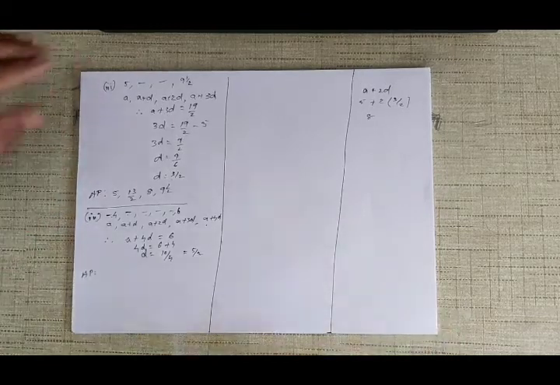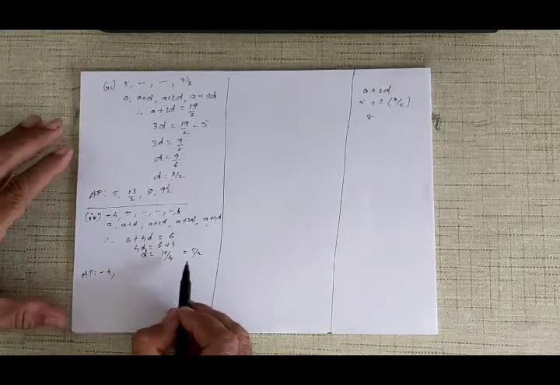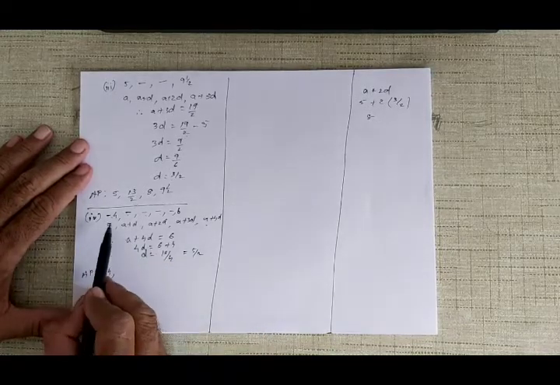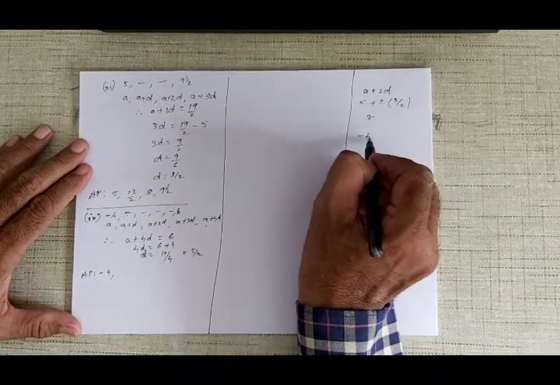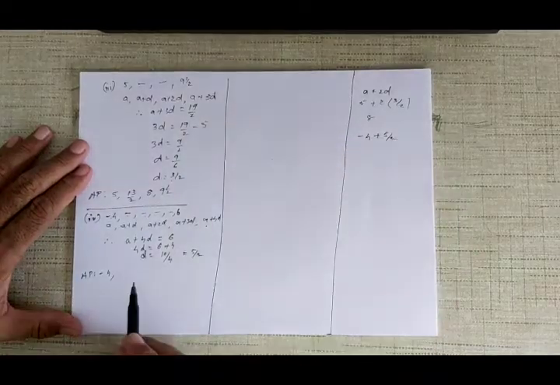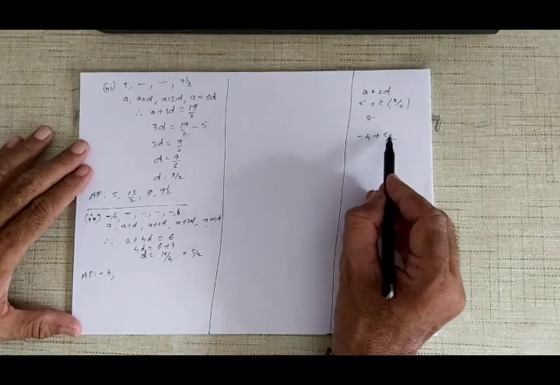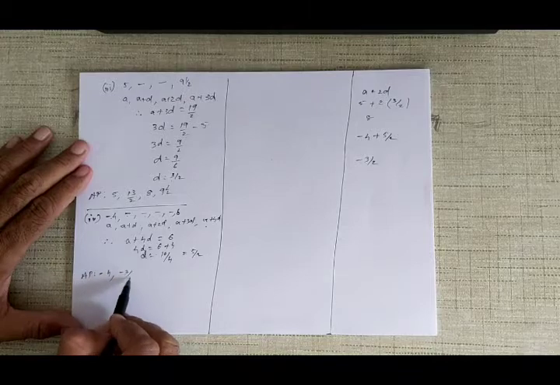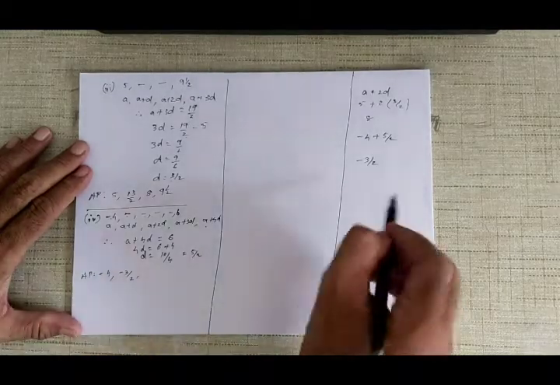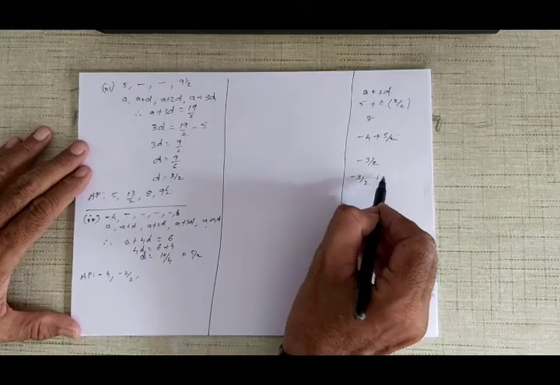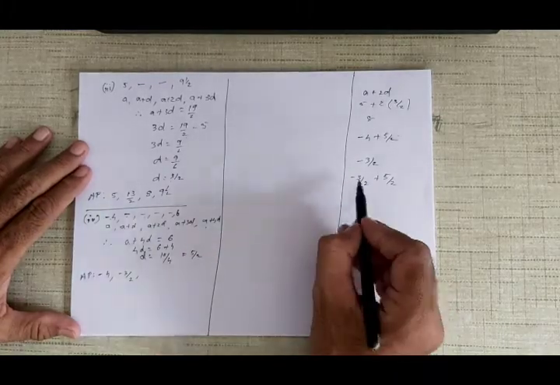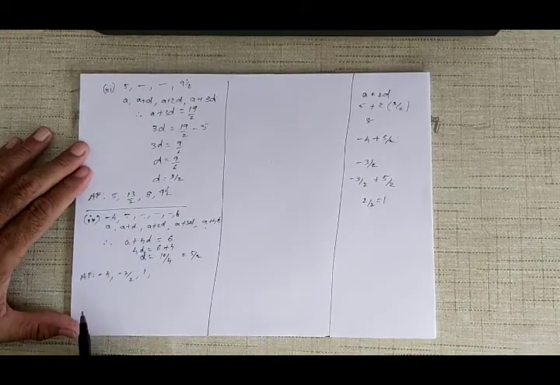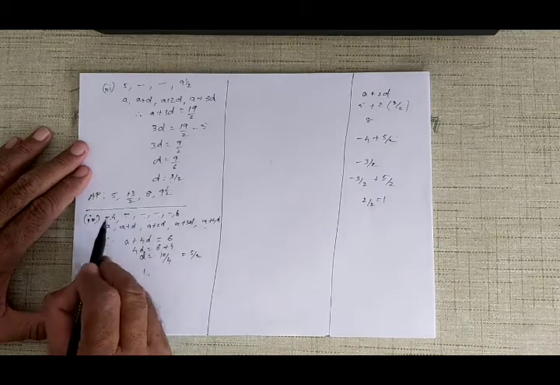AP will become what? The first term remains the same, now for the second term we will add 5 upon 2. So a is, remember a in this case is -4, so -4 plus 5 upon 2. See, 4 twos are 8, -8 plus 5 will be -3 upon 2. Now after that, to -3 upon 2 we again add d. -3 plus 5 is 2 upon 2, which is equal to 1. So this 1 has come. First term, second term, third term.